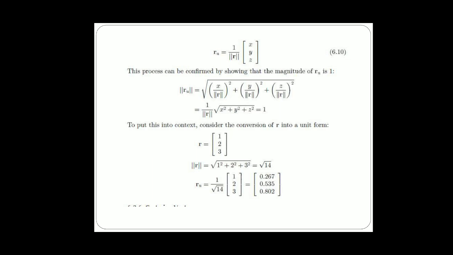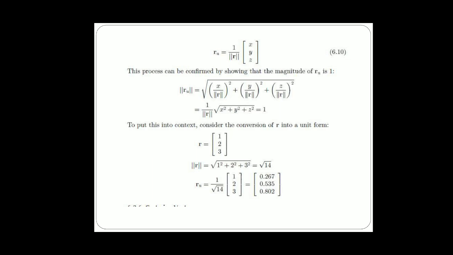To put this into context, consider converting R into a unit format. If the values are 1, 2, 3, then 1 square is 1, 2 square is 4, 3 square is 9. 9 plus 4 is 13, 13 plus 1 is 14, so the magnitude is root 14.